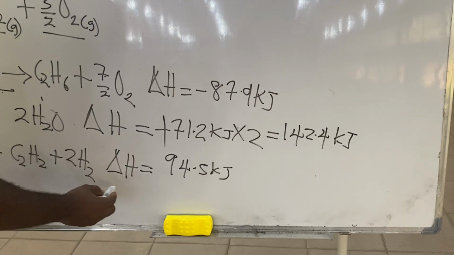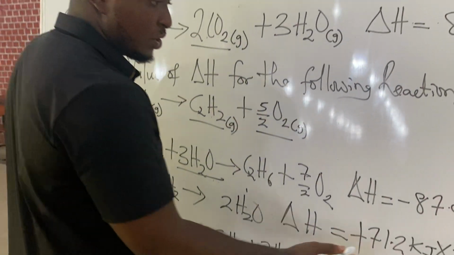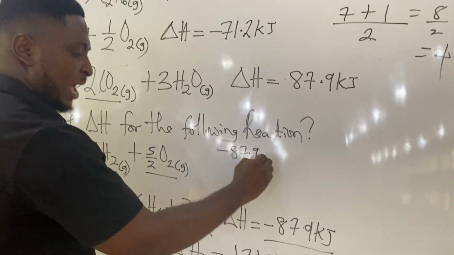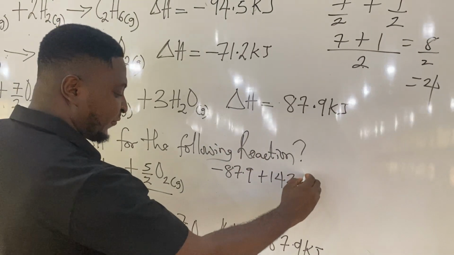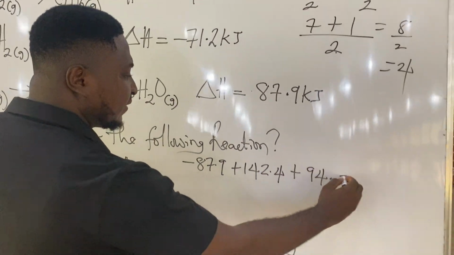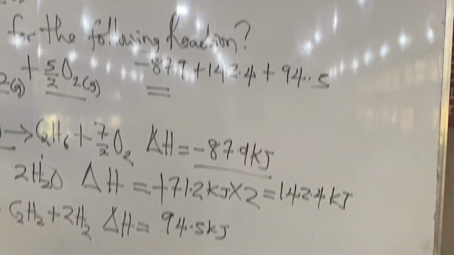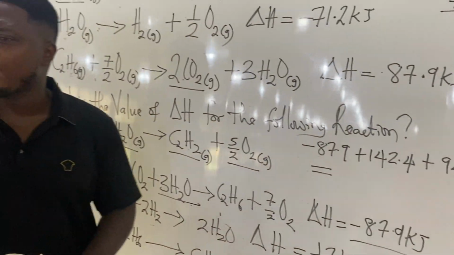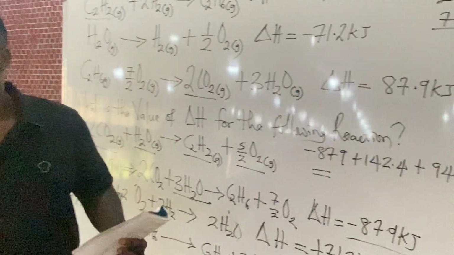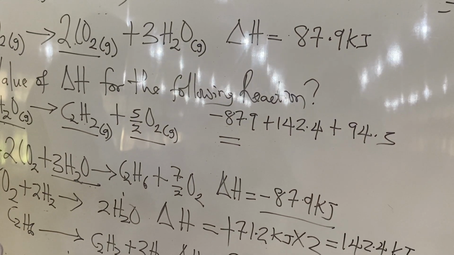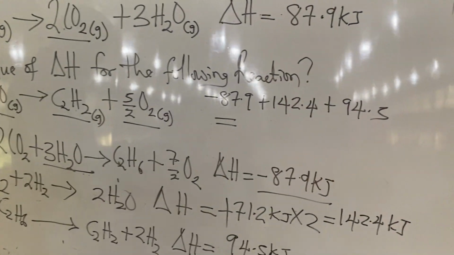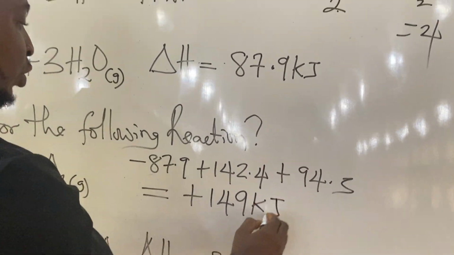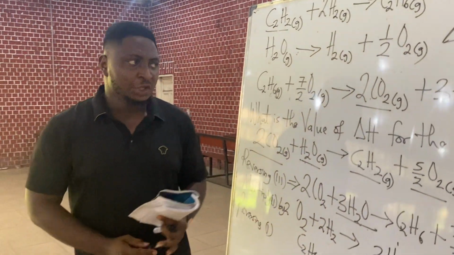Now, having rearranged the equations, we're now going to add up the enthalpy changes. Minus 87.9 plus 142.4 plus 94.5. Someone should help me. What will be the enthalpy change of this reaction now? Minus 87.9 plus 142.4 plus 94.5 gives plus 149 kilojoules. So we are done with this aspect.